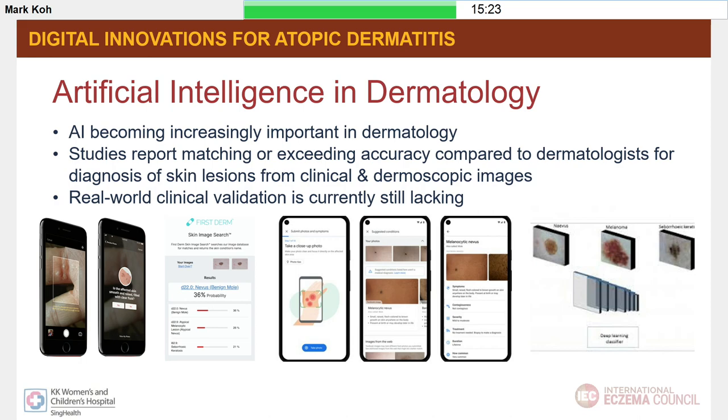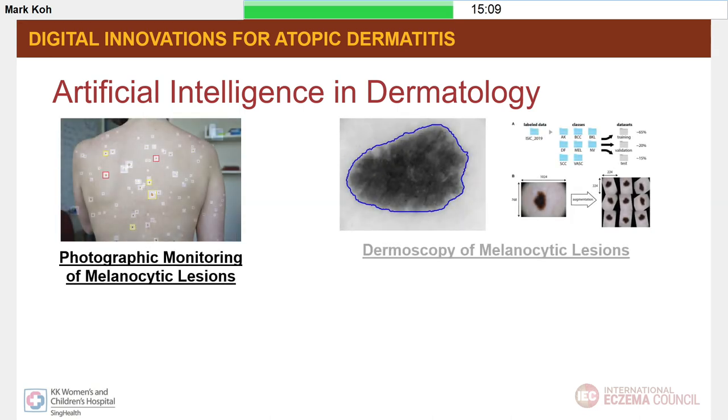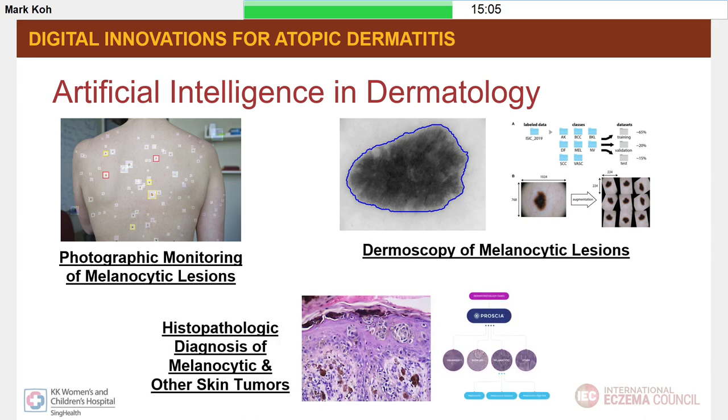And I think so far it's been mostly used for skin cancers, especially in the melanoma field, and they found that the accuracy of these AI can be as good as dermatologists. So really, if we don't evolve, we will be left behind. So that's photographic monitoring of melanocytic lesions. There are also AI looking at dermoscopy of melanocytic lesions, and of course, histopathologic diagnosis of melanocytic lesions as well.